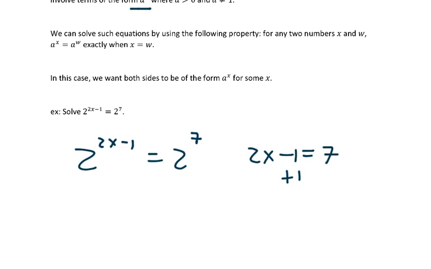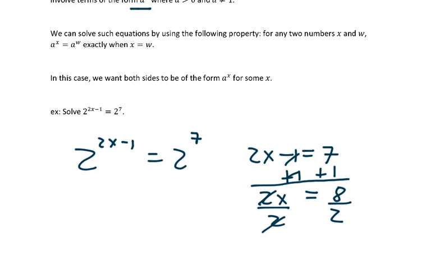So we want to isolate it. We add 1 to both sides. 2x is over here. 7 plus 1 is 8. These cancel. Here we divide by 2. The 2's cancel. We get x equals 4. So for the first example here, we get x is equal to 4.